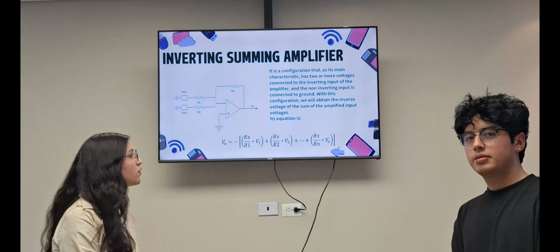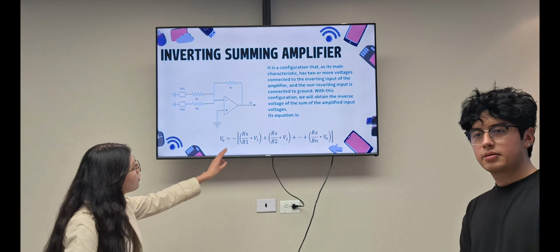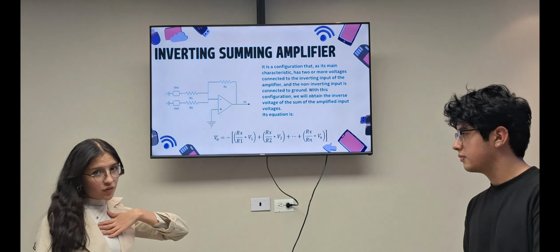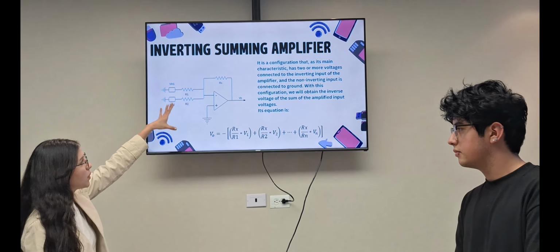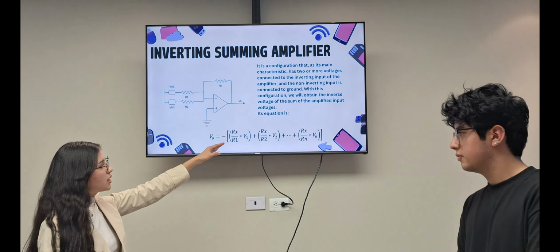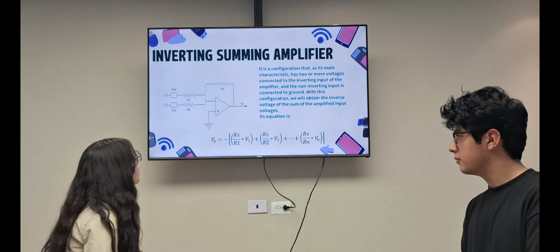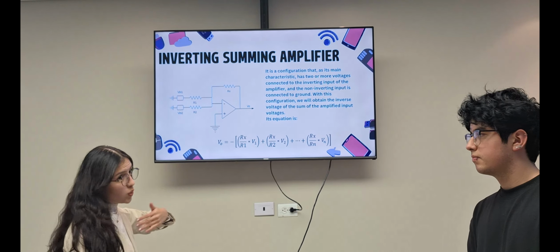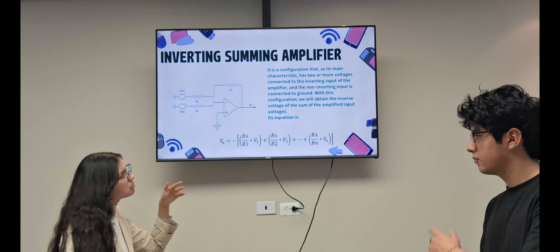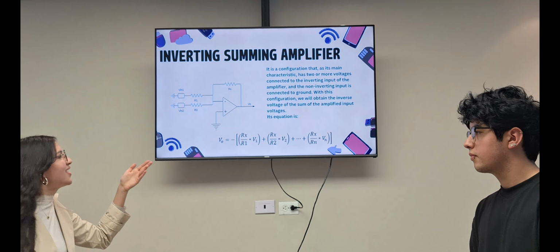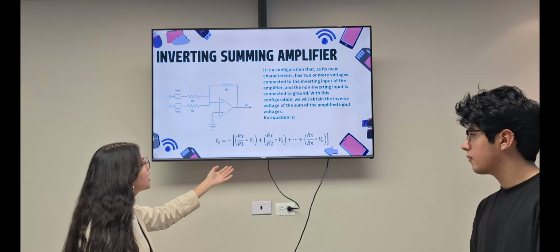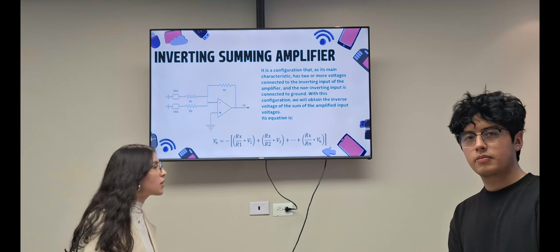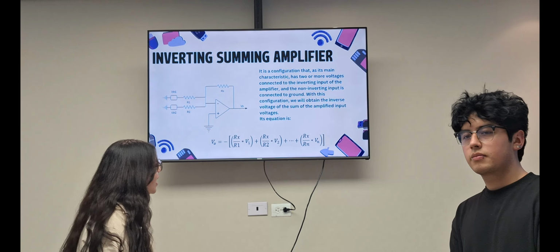As my friend said before, with this configuration we're going to have a negative V out. And we have to say that if the signal that's coming in is negative, with this negative, the answer will be positive. So, as my friend said, we can put as many sources as we want because it is an inverting summing amplifier.